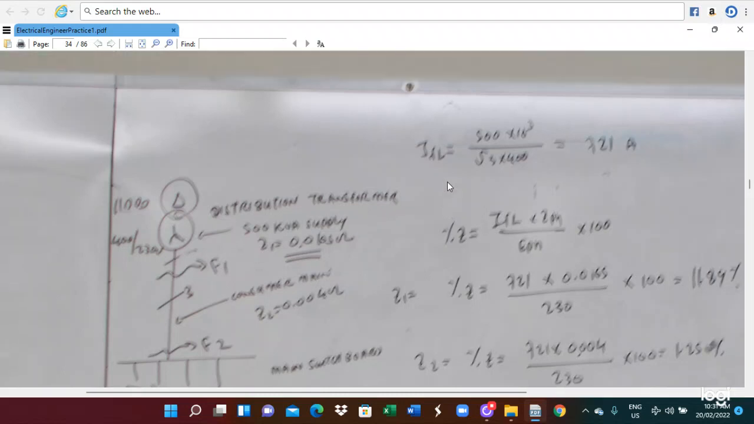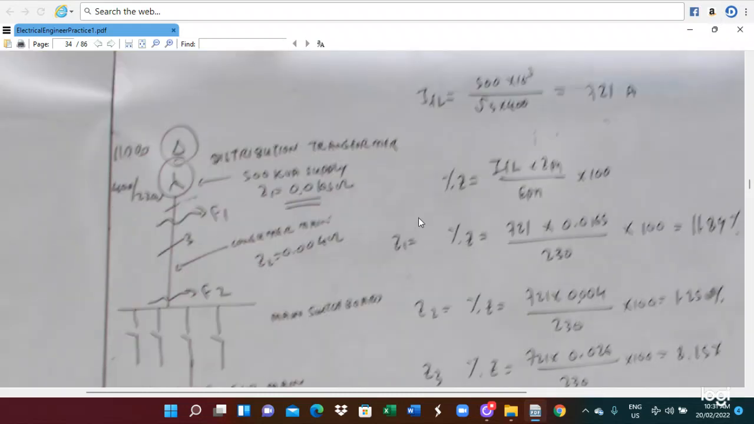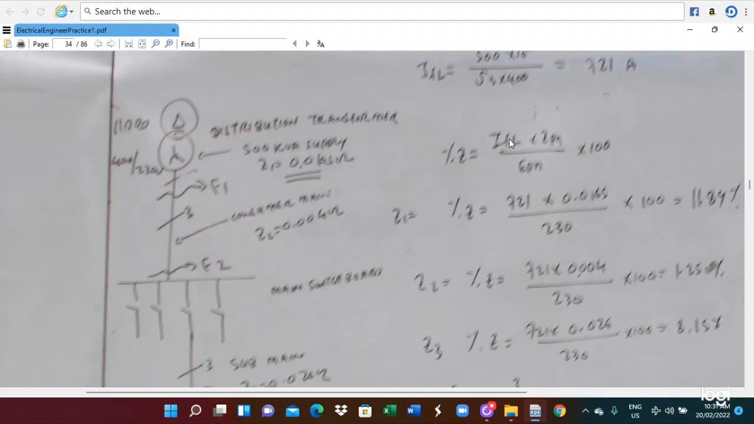So in this case, firstly, we have to calculate the full load current. Full load current is kVA divided by root 3 into line voltage. So this is the kVA 500, root 3, line voltage is 400. So in this case, you get 721 amperes. And percentage impedance is also calculated: percentage Z equals full load current multiplied by Z, divided by phase voltage, times 100. So in this case, the full load current is 721, and the impedance given here is 0.0650, divided by the phase voltage 230 volts, then you get 11.29.